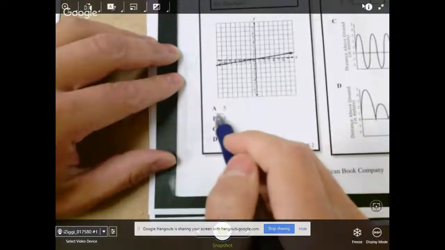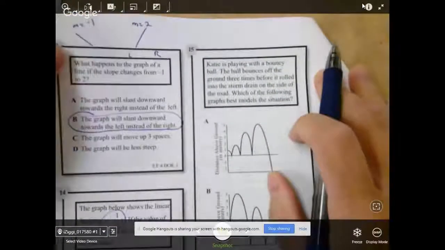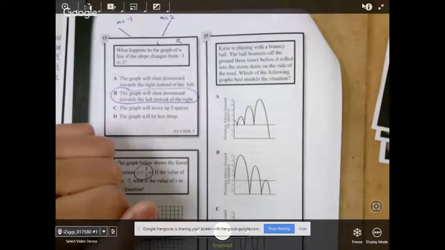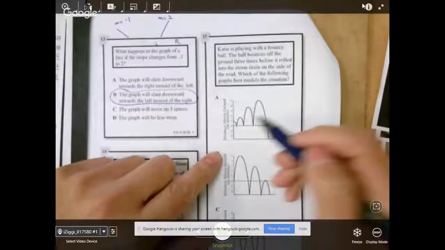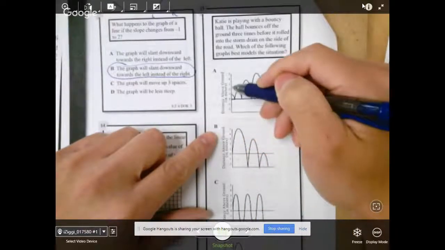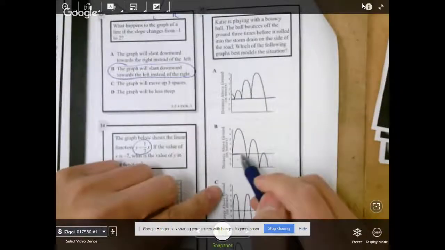Number 15, Katie is playing with a bouncy ball. The ball bounces off the ground 3 times before it rolls into the storm drain on the slide. Which graph best models the situation? Look at these graphs. This line is where the ground is. Anything above it is the meters above ground, and anything below it is the meters below ground. It's like that for all of these. That line is 0 meters above or below the ground.